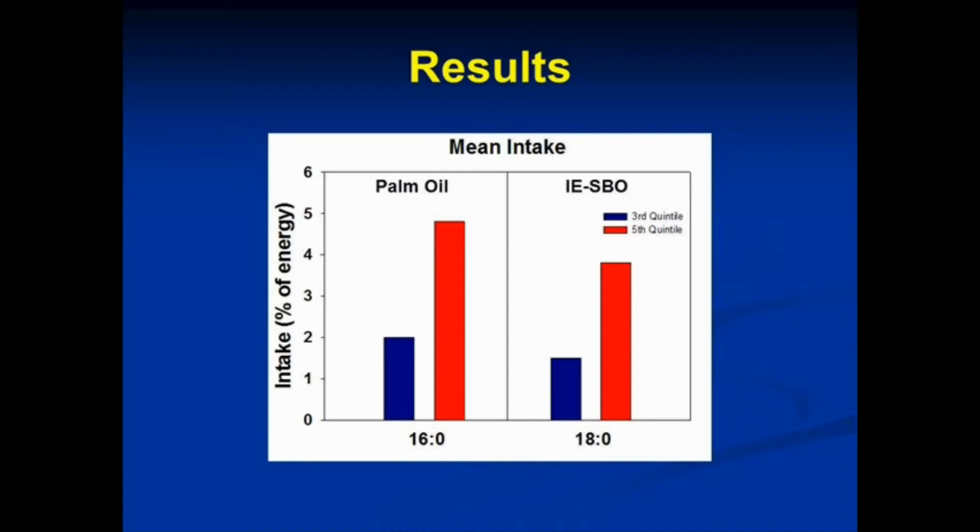And this is the sort of upper limit exposure they would have to interesterified fats. What we really don't know, and what's really difficult to estimate, is how much of this is interesterified fat and how much is not interesterified fat. It's a big unknown.